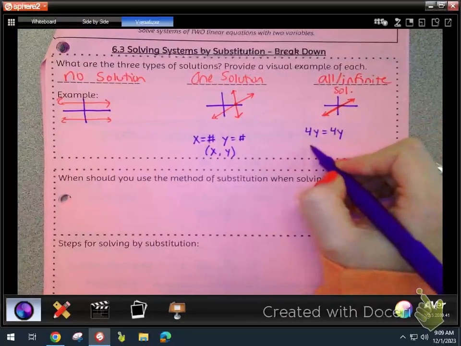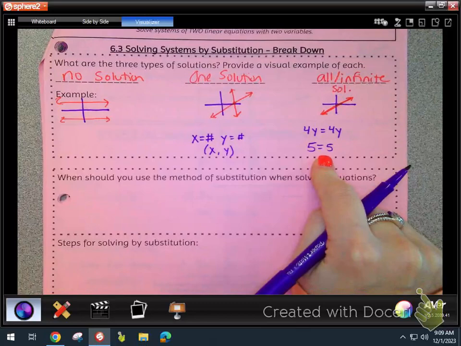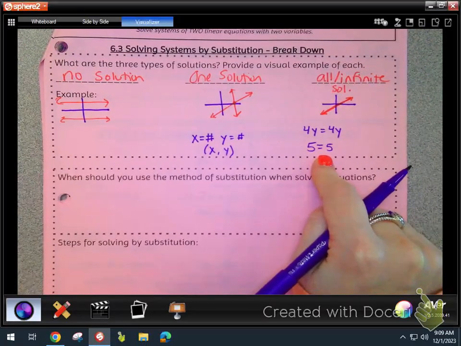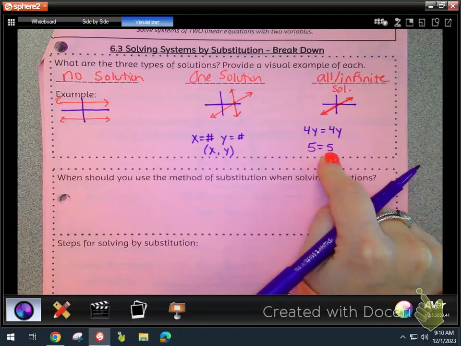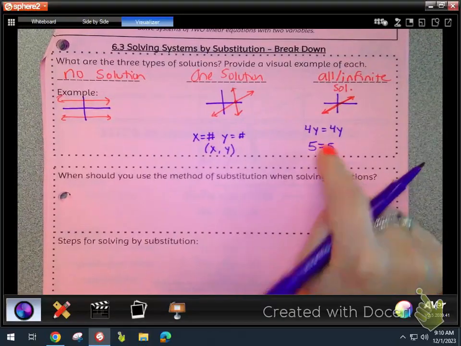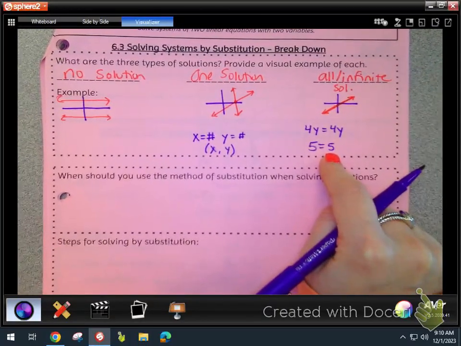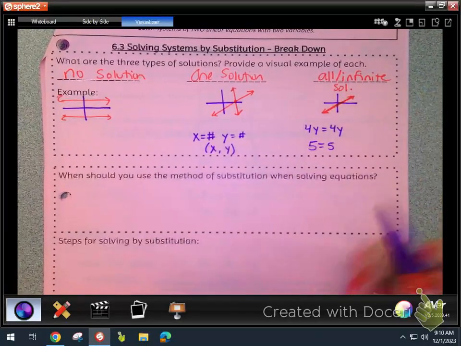What about something like this? Look at what I wrote. 5 equals 5. True or false? True. So even if it's not variables that are left, it's just numbers that are left, if it is a true statement, two numbers equal to each other exactly, that would imply it's infinite or all solutions. What about this one?